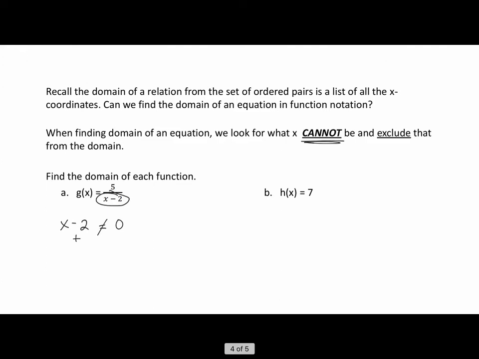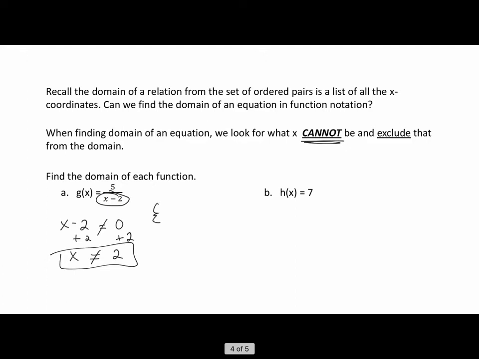Okay. And then solve for x. So I'm going to opposite that 2 from both sides. That'll be a +2. And so what I'm saying here is x can be any real number except for 2. And there's different ways that we can write that.